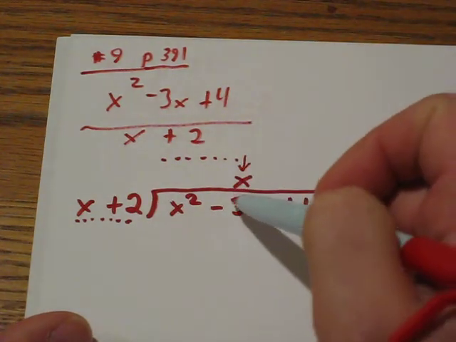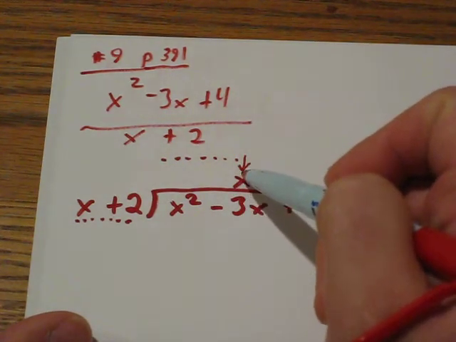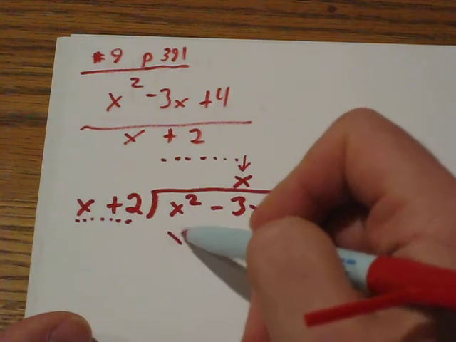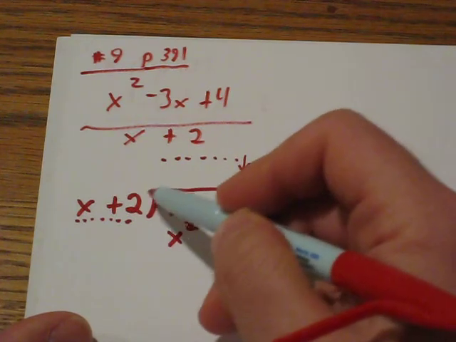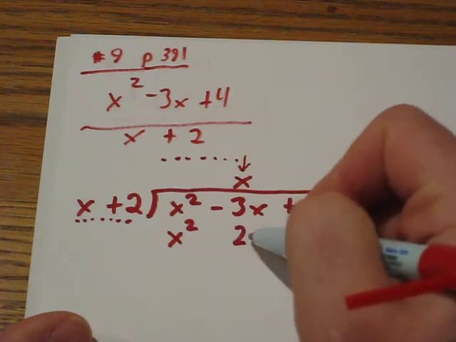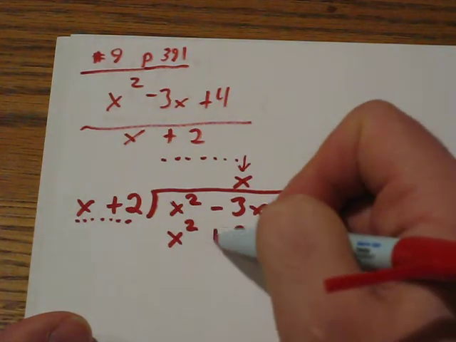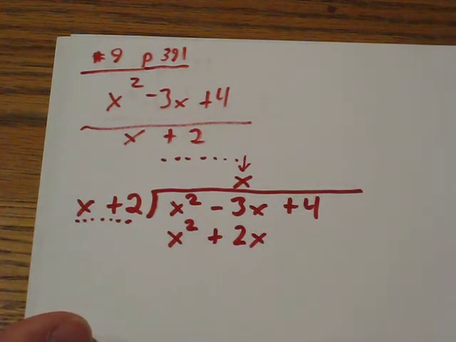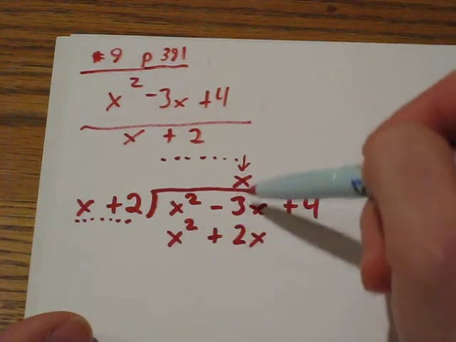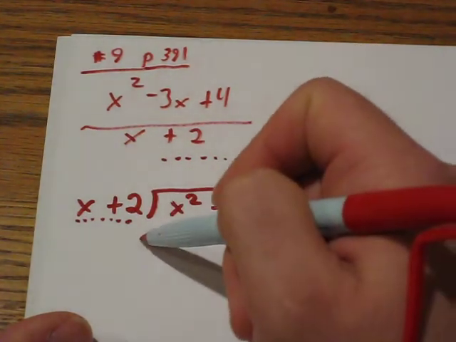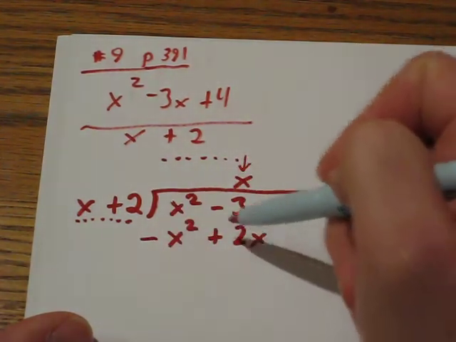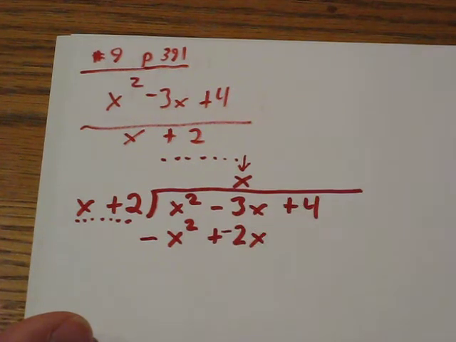So now we do our distribution. This is going to be multiplication. X times x is x squared, and x times 2 is 2x. Now what we're going to do next, like we do in long division, is subtract this from the one above it. When I subtract, I'm subtracting the whole thing, so this becomes a negative as well.